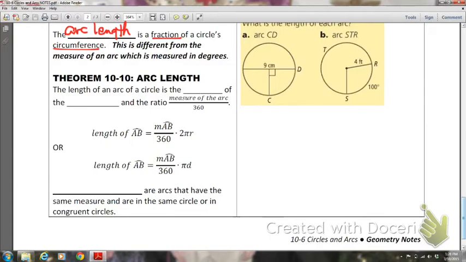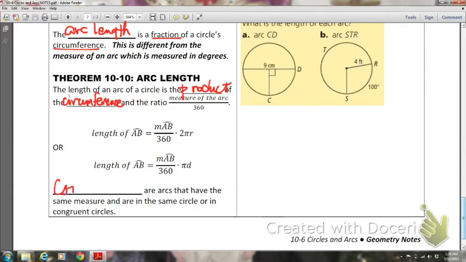So if we look at arc length, the length of an arc of a circle is going to be the product of the circumference and the ratio or fraction of the circle, which is going to be the measure of the arc divided by 360. So we'll look at this in some problems. That'll help it make more sense.